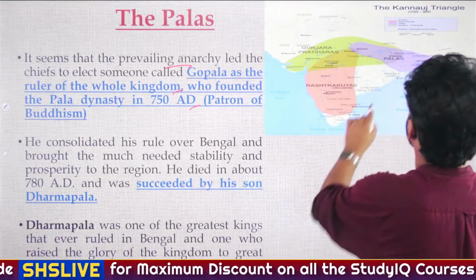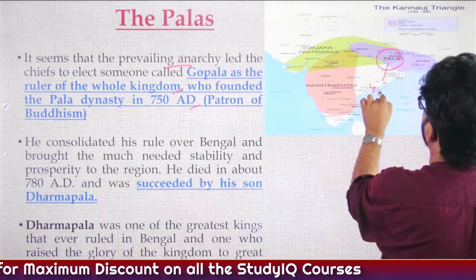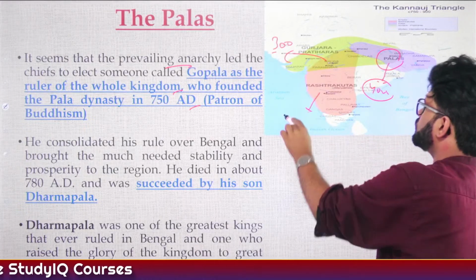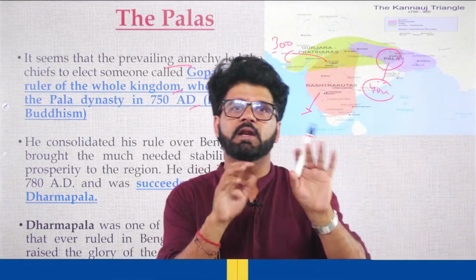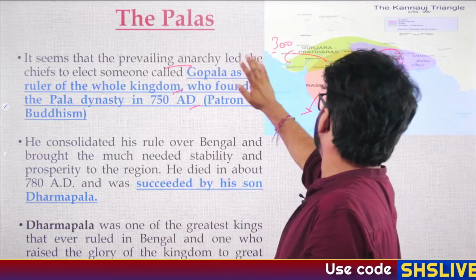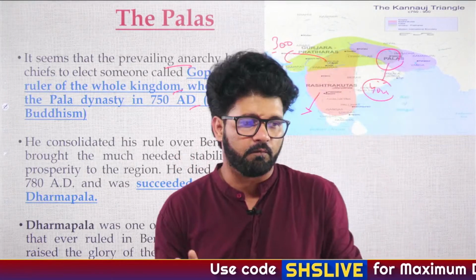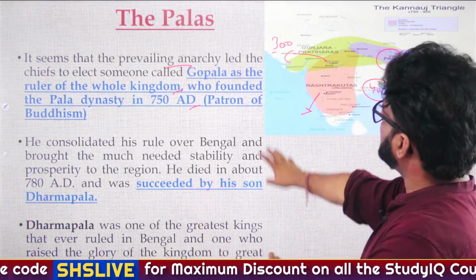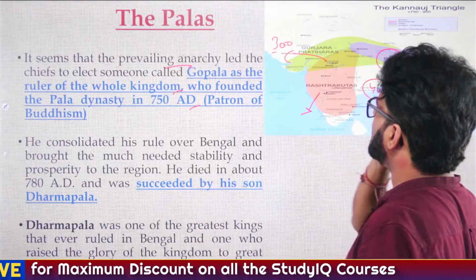Out of these three, the Palas ruled for around 400 years. That is the longest. Gujara Pratihara, I think around 300 years. Rashtrakutas around 200 years. But here the number of years does not matter. In the battle which they had, Gujara Pratihara won. This you have to keep in mind. And then out of these kings like Gopala, Dharmpala, and then there will be other Palas also.